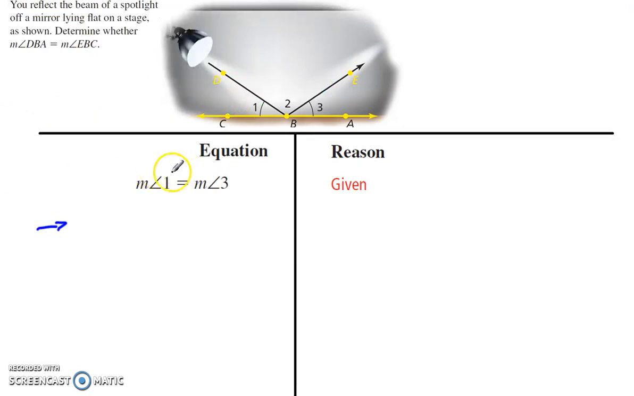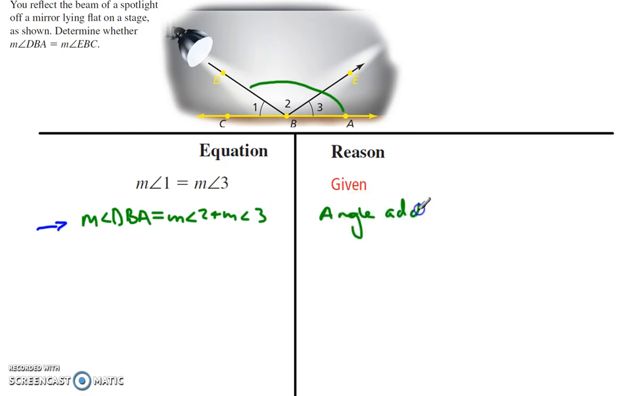All right. So always start out with what you know. This is what we're given. I know that measure of angle 1 is equal to measure of angle 3. Now think through this. If this is the same as this one, and I add these two together, and I add these two together, this one and this one added together is going to be the same as this one and this one, right? So measure of angle DBA is the measure of angle 2 plus measure of angle 3. That's the angle addition postulate.